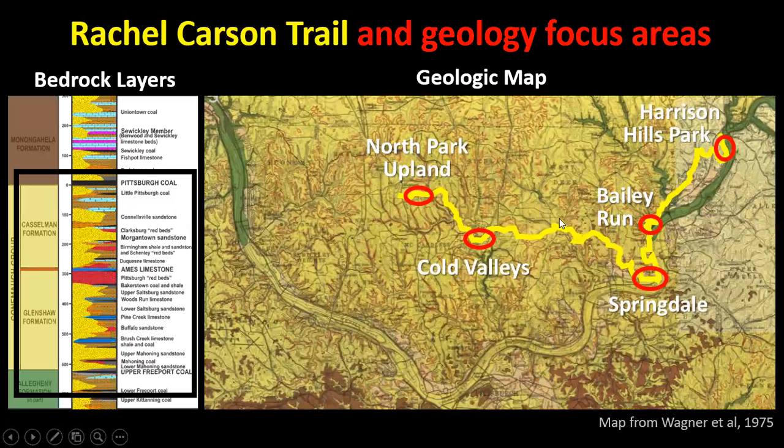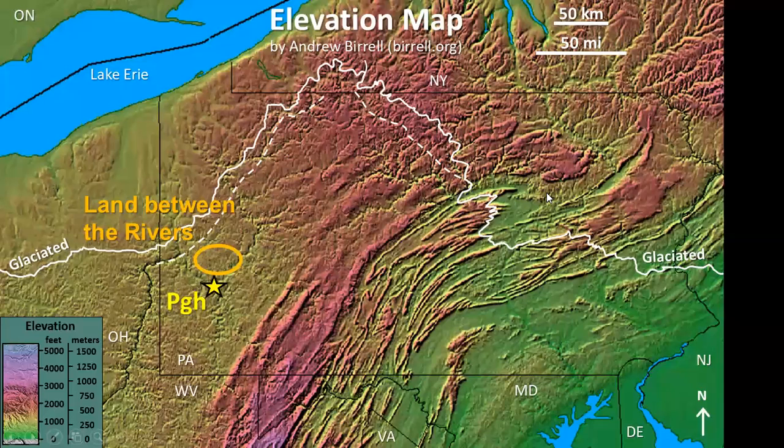The Pittsburgh coal is only preserved in a few of the very highest hills, just in very small spots in the area of the trail. The rocks at the surface are generally older than that. But the upper Freeport Coal is the boundary between the yellow and green rock layers. And you can see from the geologic map that that boundary is at the surface in part of the trail area. So we will look at the Freeport Coal in the Bailey Run area.